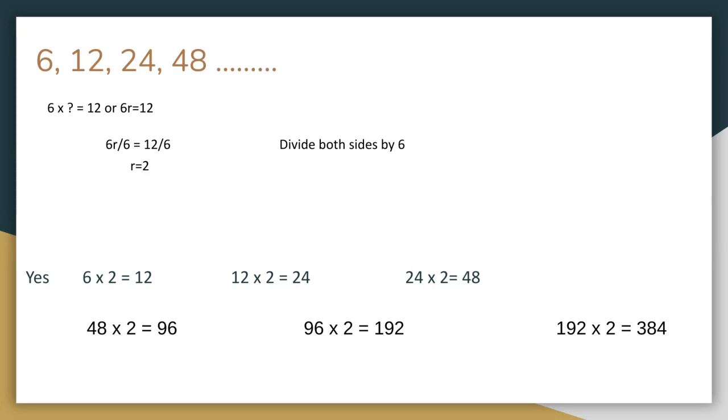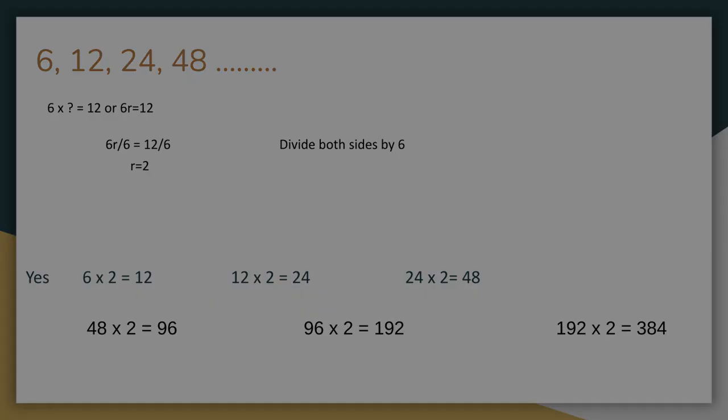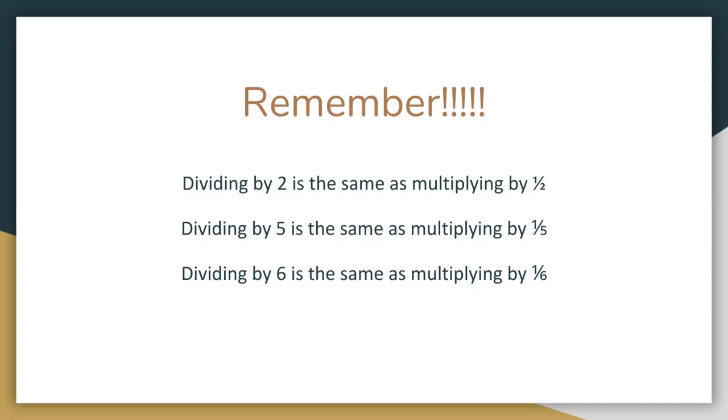Now we're going to do the next problem, number 2, but before we get to that point, I want us to remember dividing by 2 is the same as multiplying by 1/2. So we need to remember this. Multiplying by 1/2 does the same thing as dividing by 2. Dividing by 5 is the same thing as multiplying by 1/5, and dividing by 6 is the same as multiplying by 1/6. We want to talk about this because with our ratio, we only talk about multiplication. We do not talk about division.